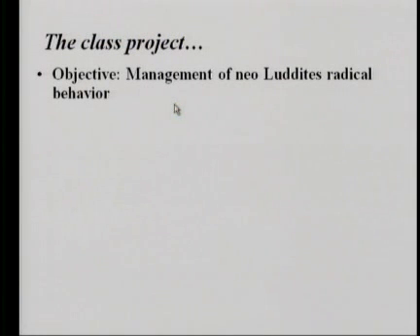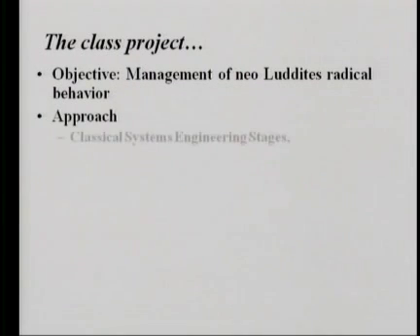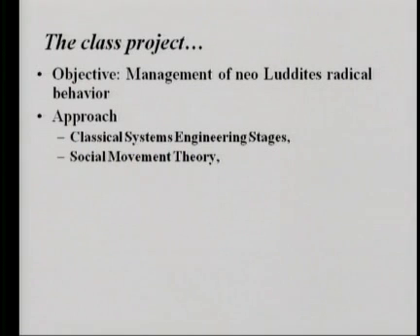First of all, as a reminder, the objective is the management of neo-Luddite radical behavior. You probably heard that more than enough in this semester. The approach has four different components to it. One is the classical systems engineering stages. That's where you spent a fair amount of the time in the first third of the class. The second is social movement theory. Again, we spent a fair amount of time with this, with subject matter expert coming in and describing what it is, and then building essentially a causal loop structure describing it.